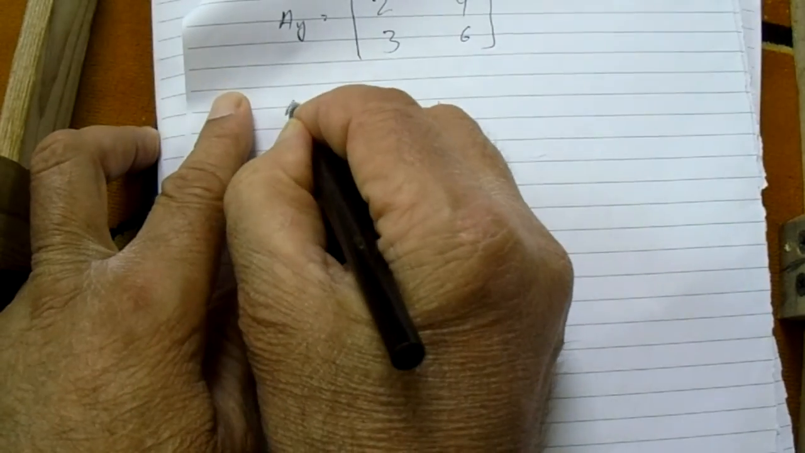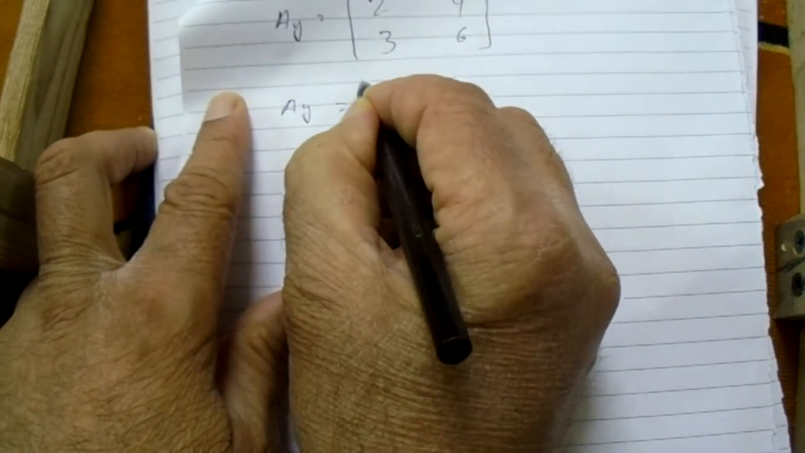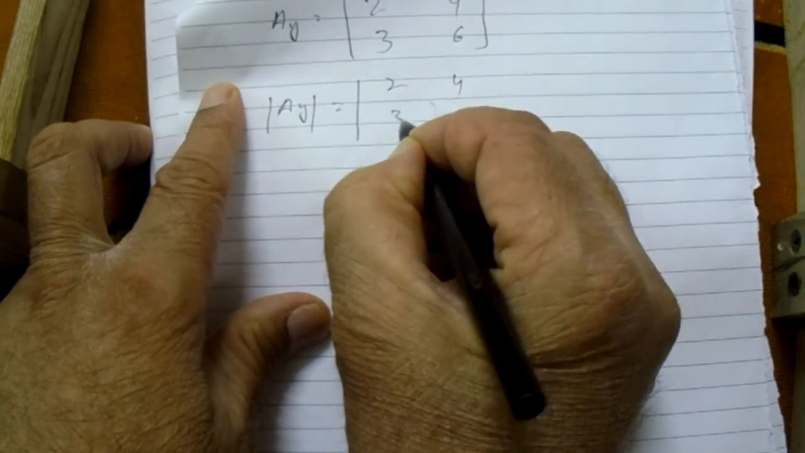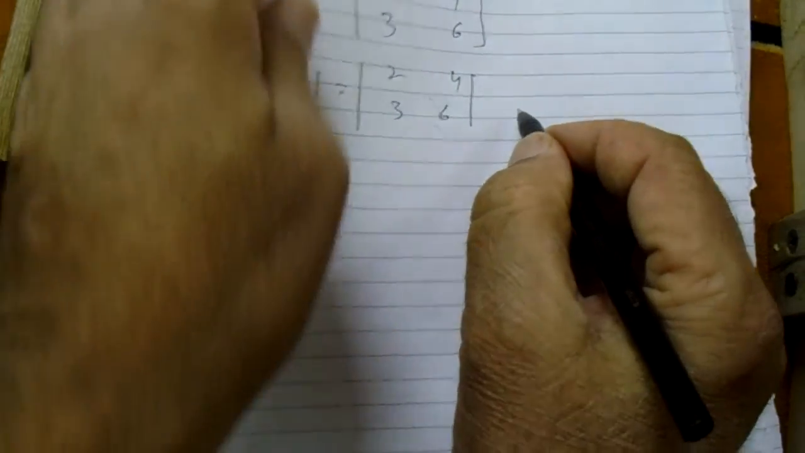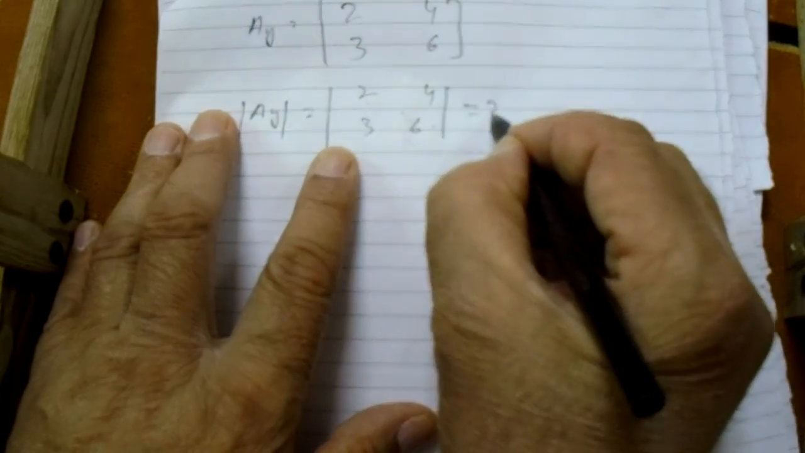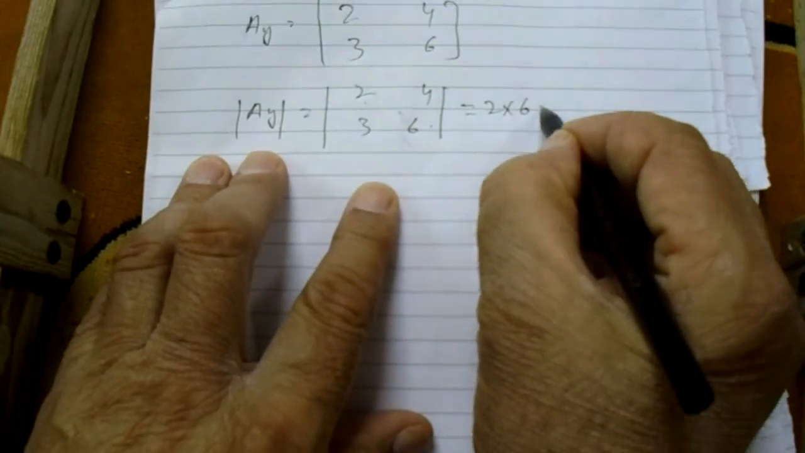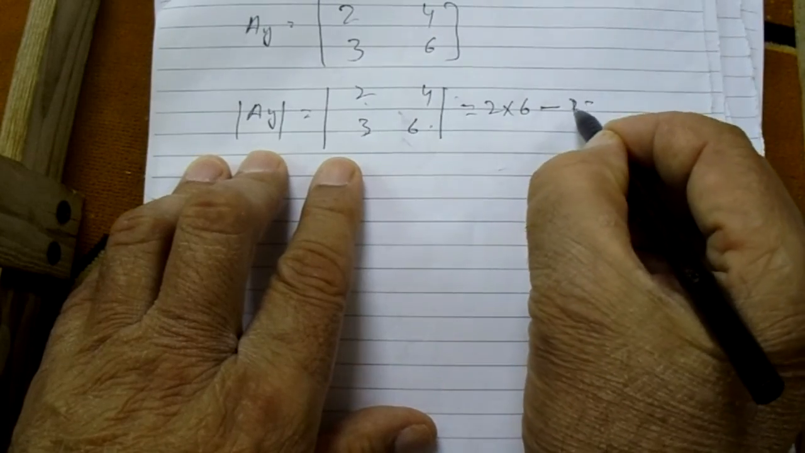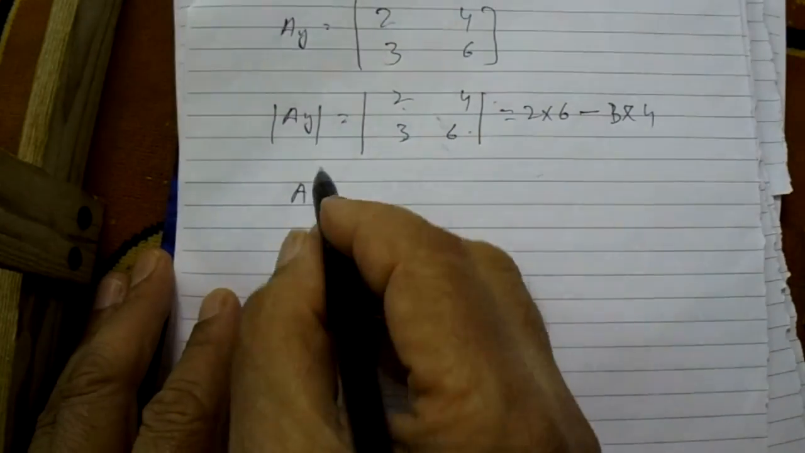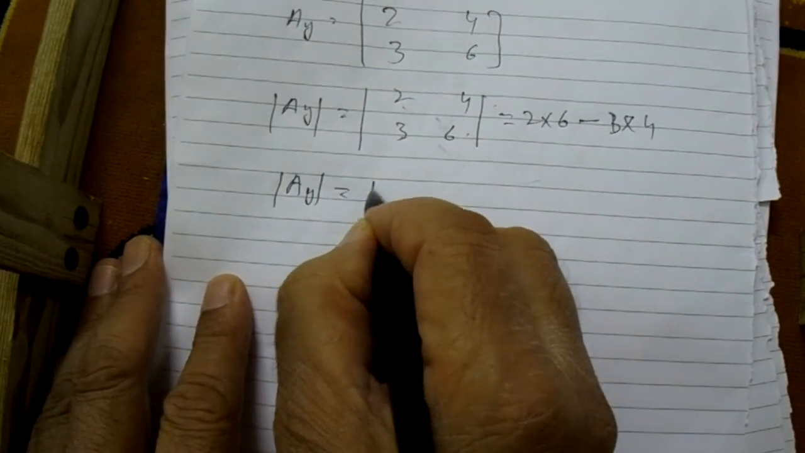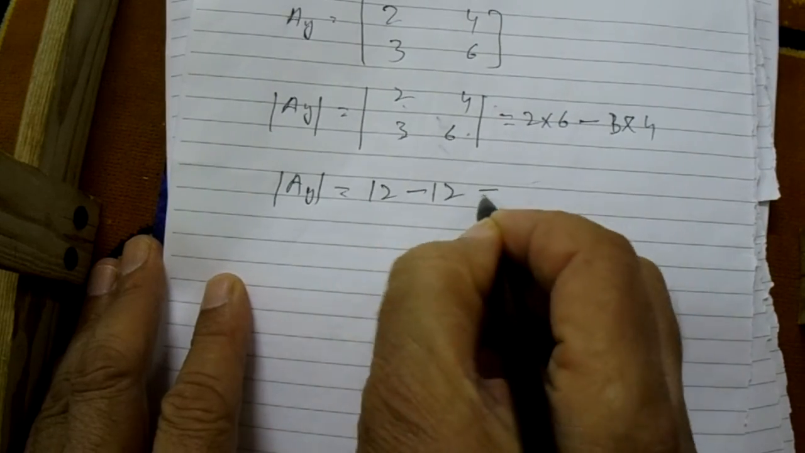We write det AY in that form. Now this is our det AY, 2, 4, 3, 6. Now we find det AY: 2 multiplied by 6, minus 3 multiplied by 4. This AY matrix determinant is equal to 12 minus 12, which is equal to 0.